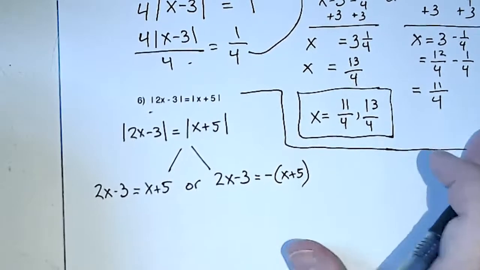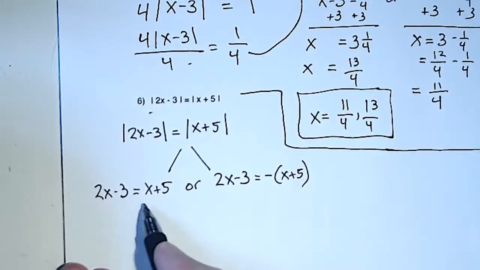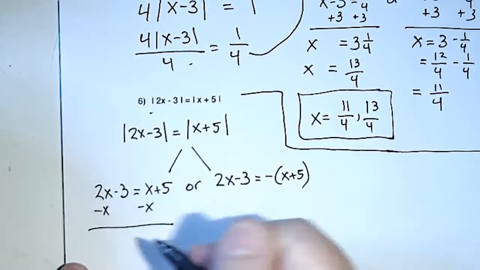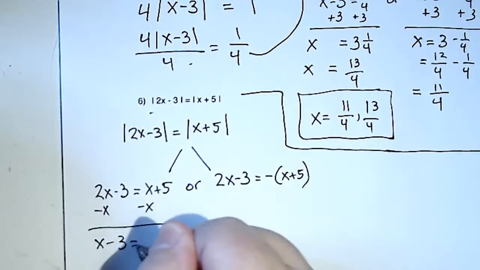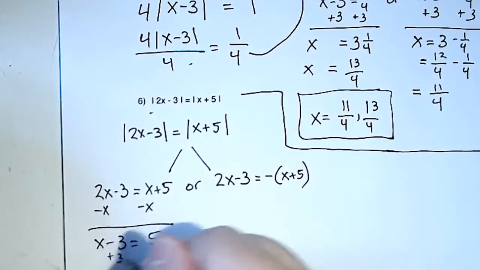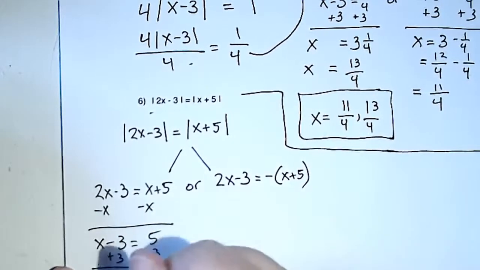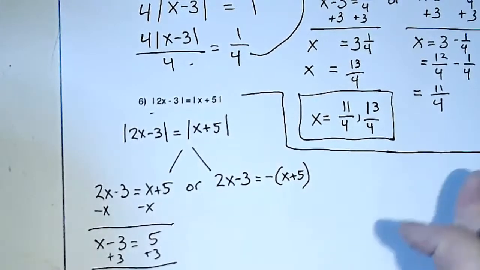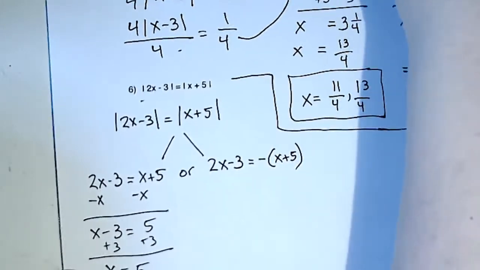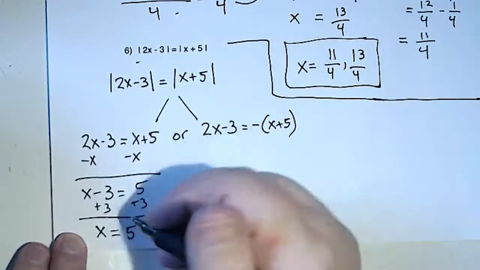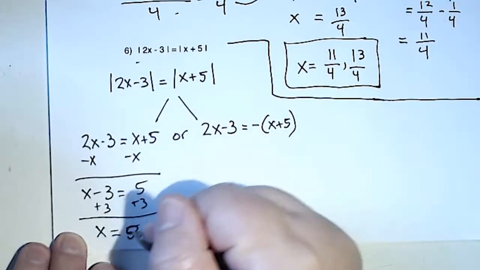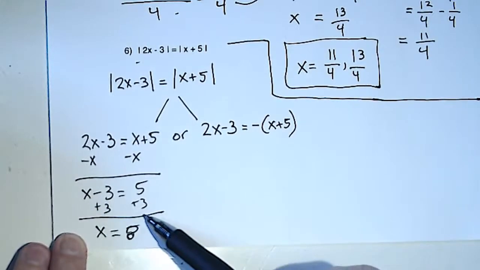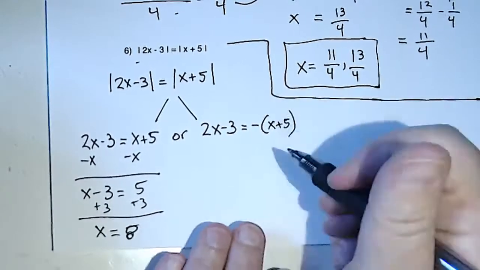So let's go over here. 2x minus 3 equals x plus 5. Let me subtract x from both sides. I get x minus 3 equals 5, plus 3, x equals 8. Well, that's funny. My mouth said 8, but my pen said 5. Brilliant, because, fun times. Let me just fix this. That's the weirdest looking 8, but add 3 to both sides, x equals 8.